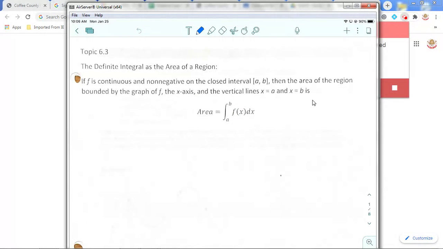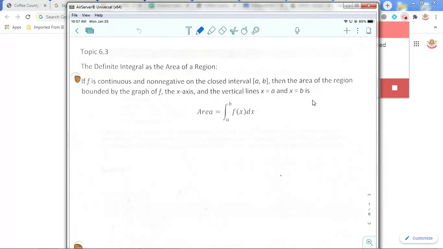Right, so today we're going to start this packet talking about topic 6.3, and this is a really important lesson, getting ready to do what we're about to do because it introduces the definite integral as the area of a region. I've mentioned integral a little bit when we've been doing these area problems, but today is the first day where we're actually going to see the notation and talk about it a little bit more.